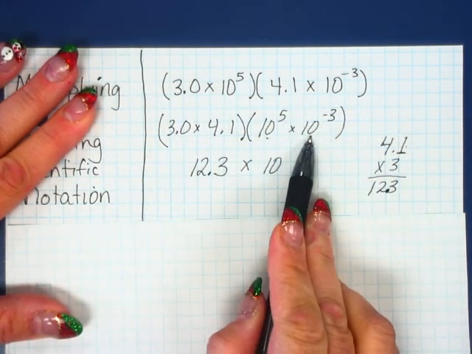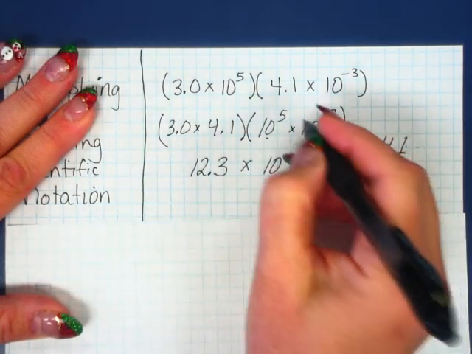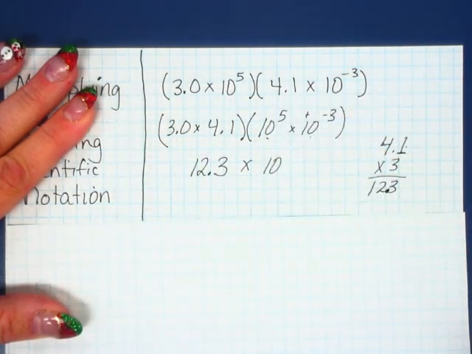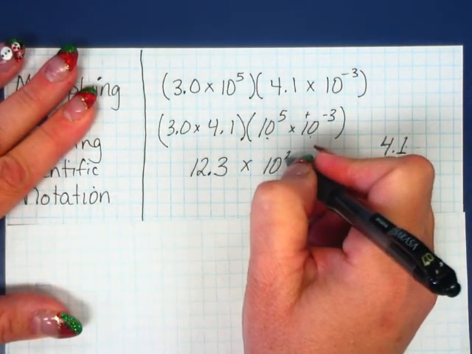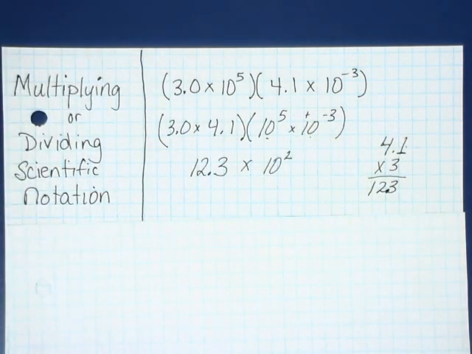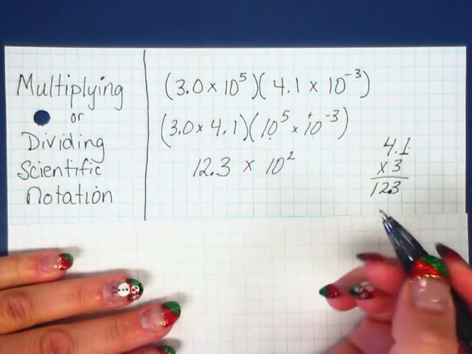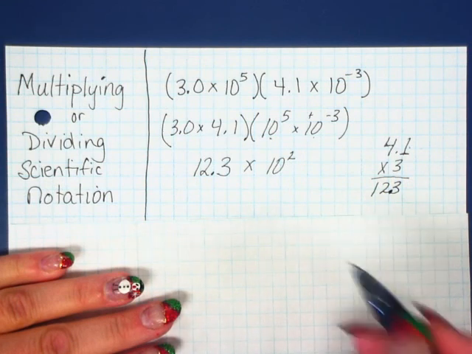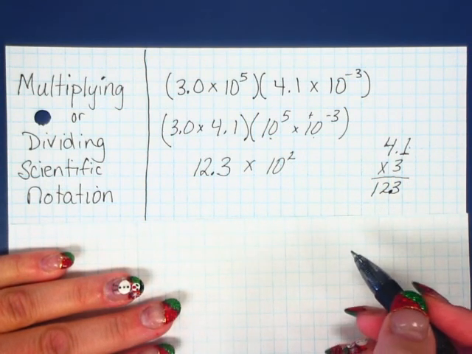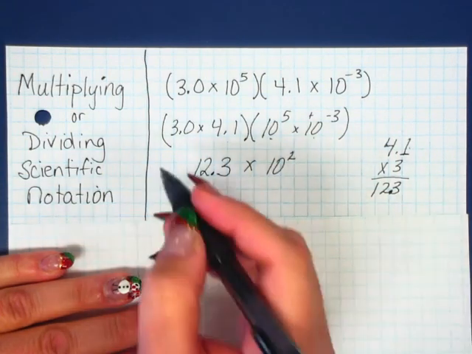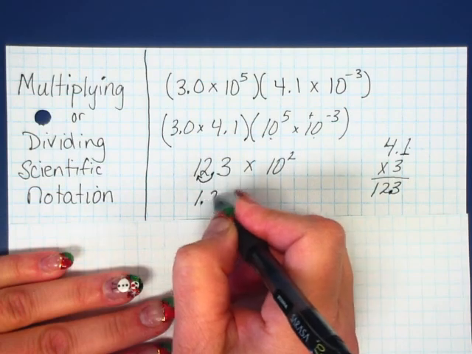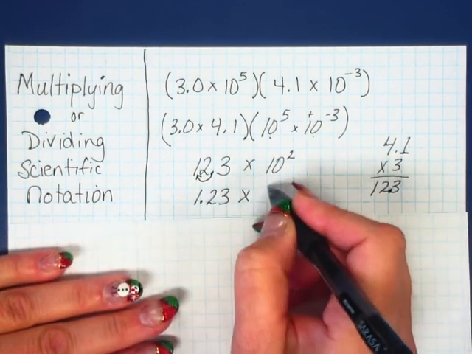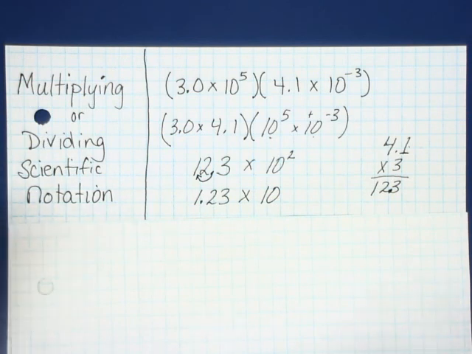I have two bases with two exponents, so I add the exponents. 5 plus negative 3. Well, that's the same thing as 5 minus 3, which is 2. Now, the problem we have with this is it's still not in scientific notation. In scientific notation, we need a non-zero number in front of the decimal, and then everything else is left behind it. So I need to move my decimal 1 to the left. So I get 1.23 times 10 to some power. I moved my decimal 1 to the left.